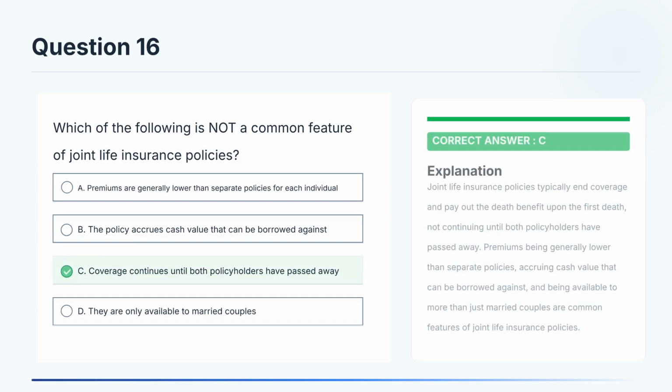Be careful here. The correct answer is C. Joint life insurance policies typically end coverage and pay out the death benefit upon the first death, not continuing until both policyholders have passed away. Premiums being generally lower than separate policies, accruing cash value that can be borrowed against, and being available to more than just married couples are common features of joint life insurance policies.